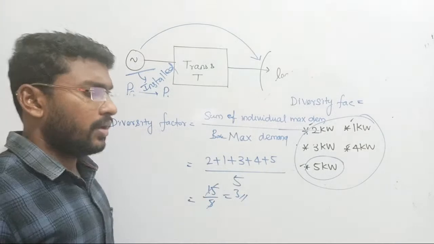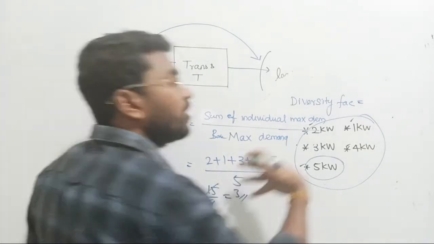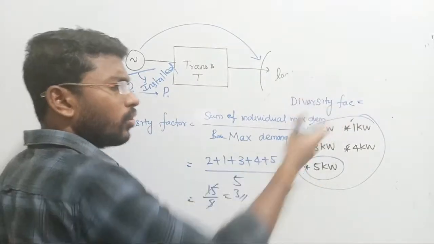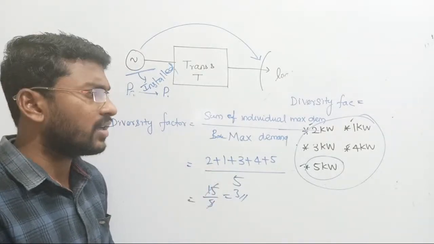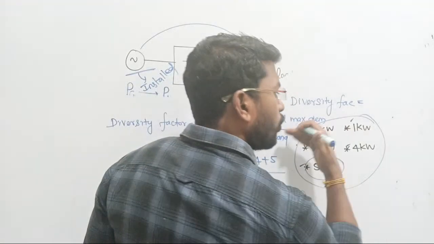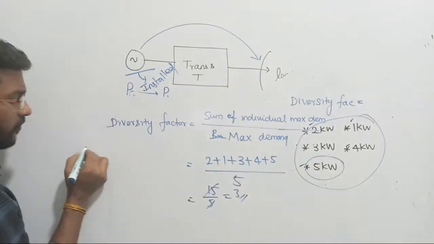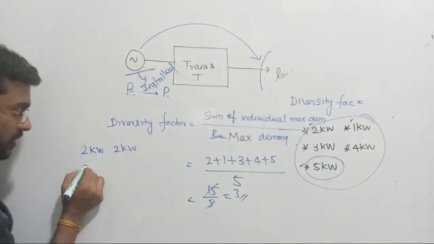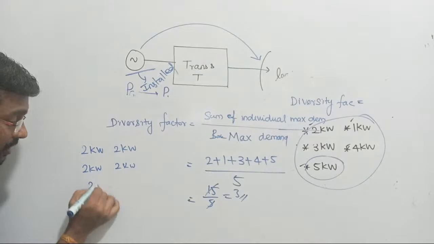Right? So what is the conclusion? The meaning of diversity factor is whether the power the alternator generates and distributes is uniformly distributed, or, looking at individuals, everyone is consuming power differently, in which case your power is not uniformly distributed. Suppose my power is uniformly distributed to all the people. For example, if the first person is consuming 2 kilowatt, the second person also 2 kilowatt, the third person also 2 kilowatt, the fourth person also 2 kilowatt, the fifth person also 2 kilowatt.